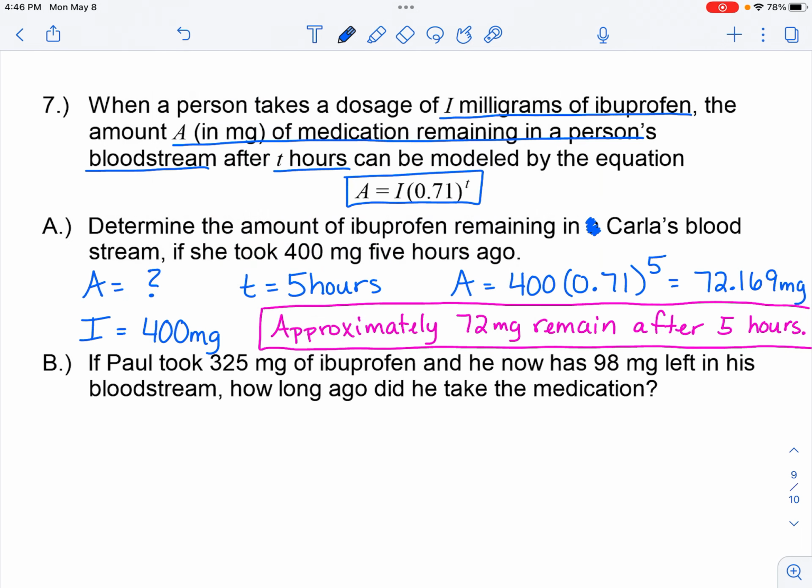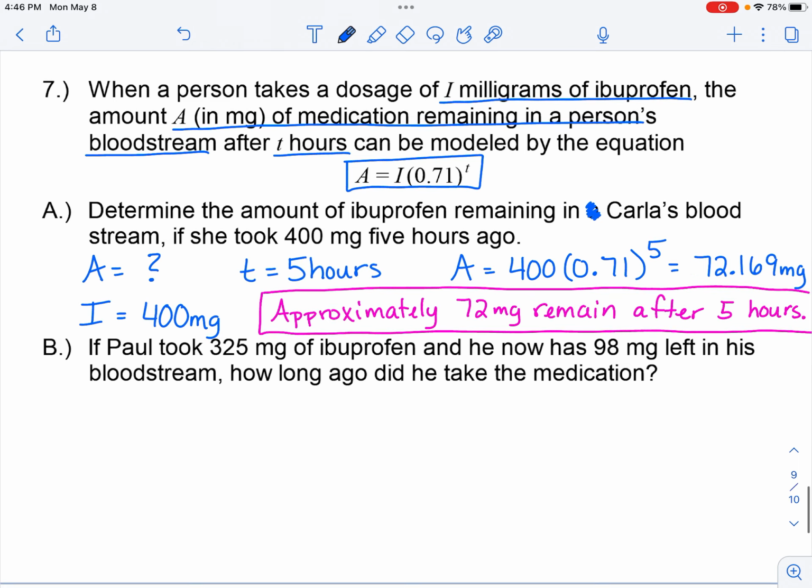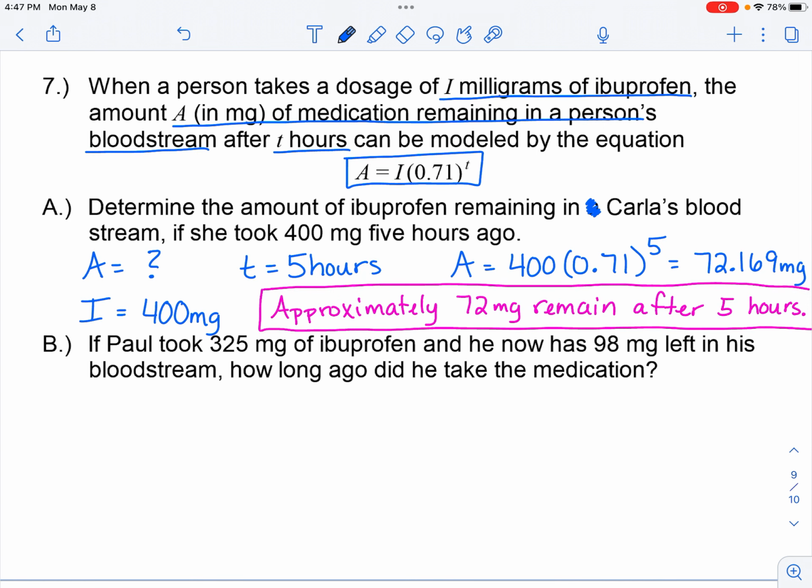So that's part A. Part B, Paul took 325 milligrams of ibuprofen, and he now has 98 milligrams left in his bloodstream. How long ago did he take the medication? Now, why would we ever need to work it this way? Well, what if Paul ends up going to the doctor's office and he's getting tested for something, or knows he took the meds but forgot when he took it? Well, they could figure out, based off of this information, if they've done blood work, how long ago he took that medication, right? So we have the ending amount, the initial amount, and the amount of time.